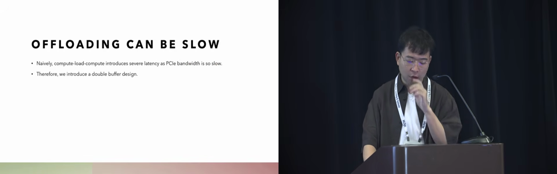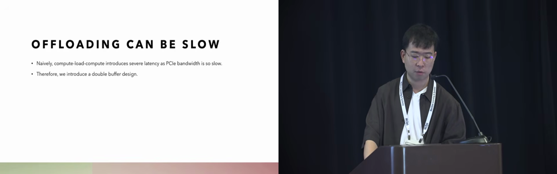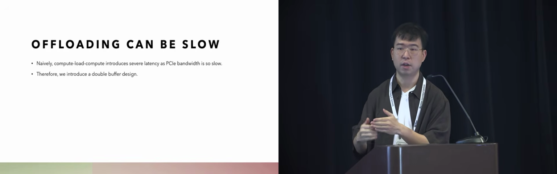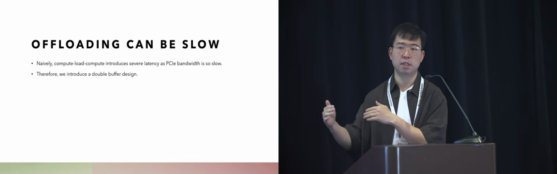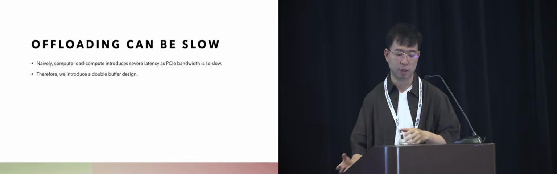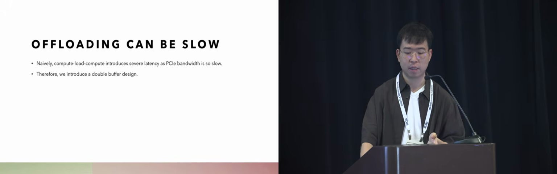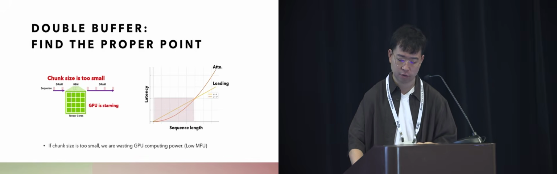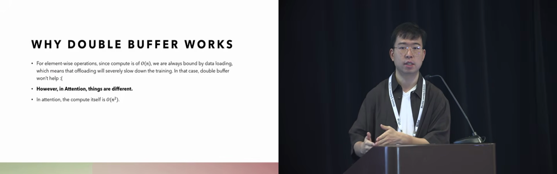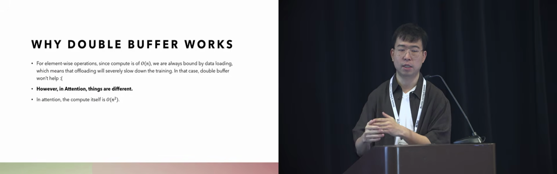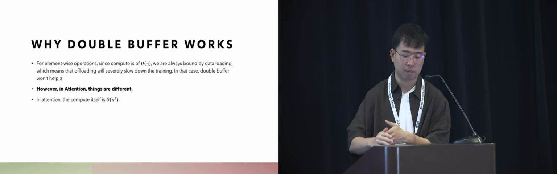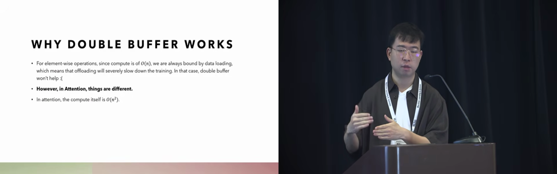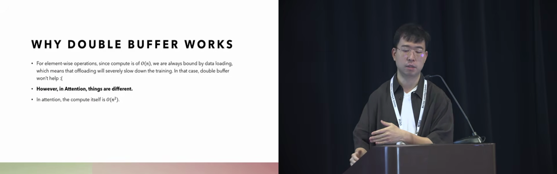Offloading can be slow, I think we all agree on this. If you only do compute, load, compute kinds of schemes, you will find your GPU is constantly waiting for the next chunks to be fetched from host memory. That is why we need a double buffer design. But sometimes double buffer won't work. For example, for element-wise operations like FFN or a ReLU function, because the compute is O(N) and the data loading is O(N), you will never perfectly overlap your data loading with computation.